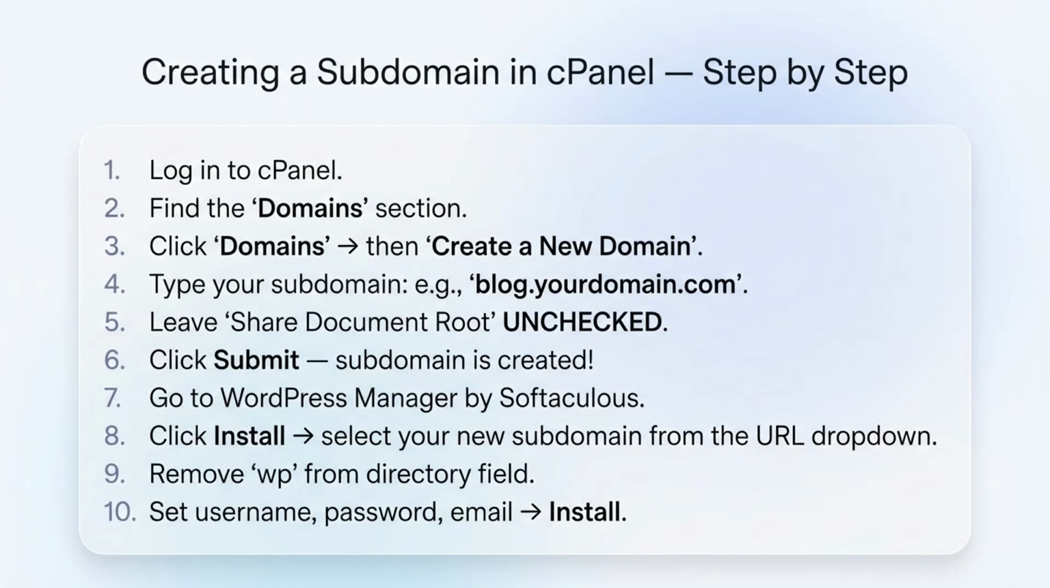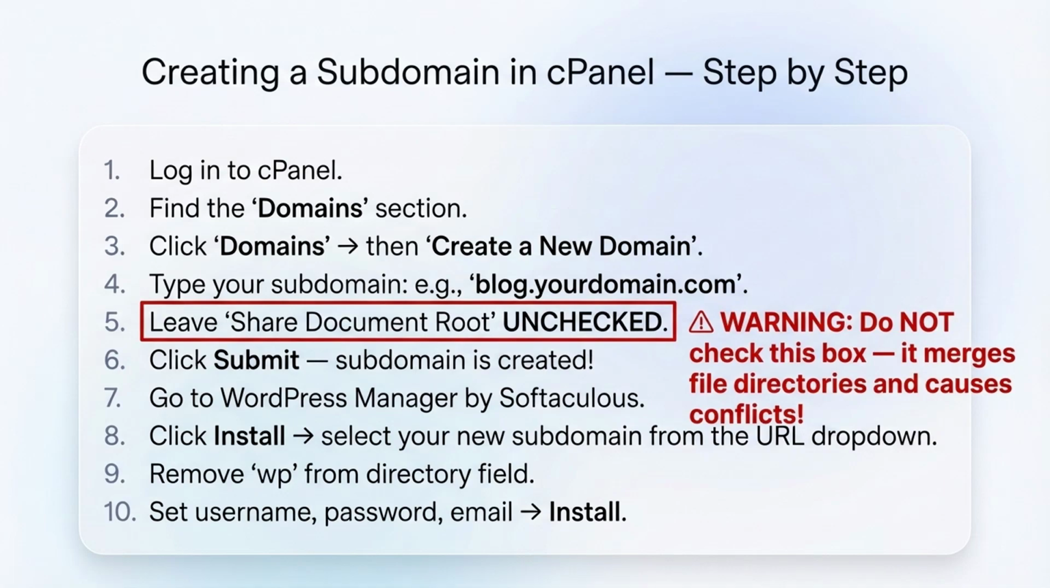Creating a subdomain is simple. Go into cPanel, find the Domain section, and click Create a new domain. Type your subdomain, for example, blog.yourdomain.com. One important thing, do not check the Share Document Root option. If you check that, the subdomain and main domain will share the same folder, which causes conflicts. Leave it unchecked, hit Submit, and your subdomain is created. Then go back to WordPress Manager and install WordPress on that subdomain exactly the same way you did for the main domain.